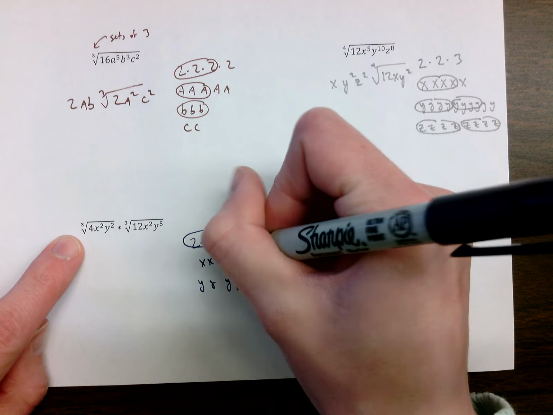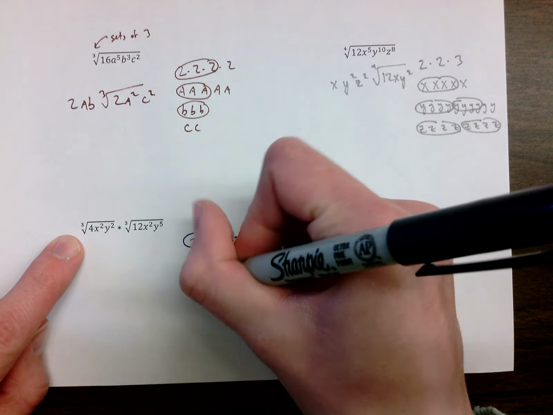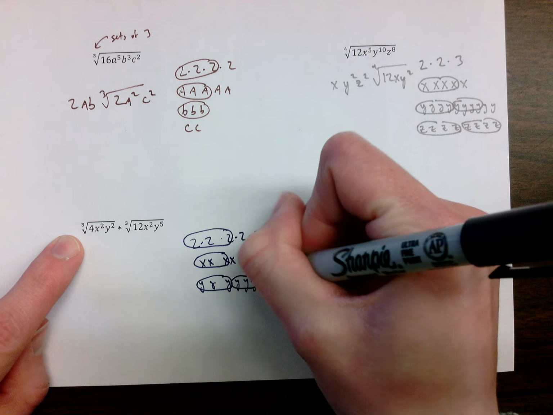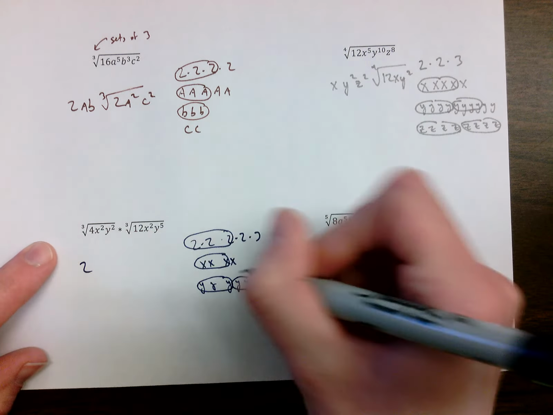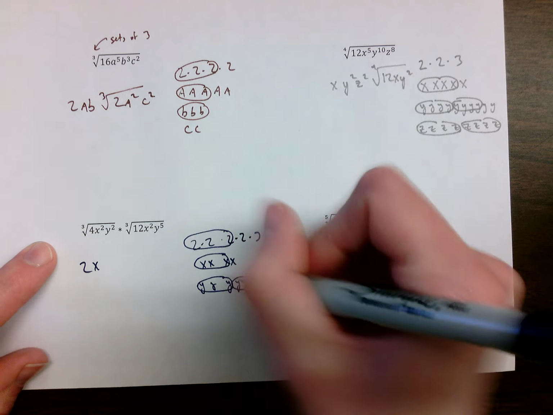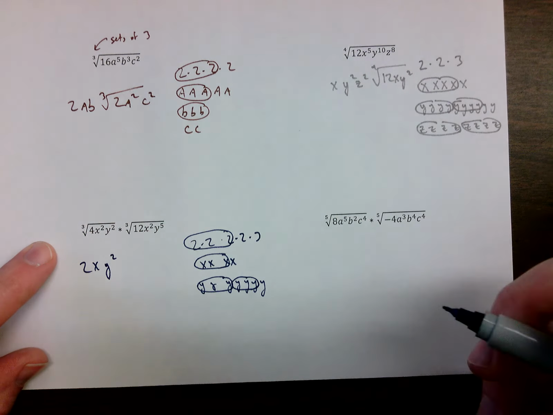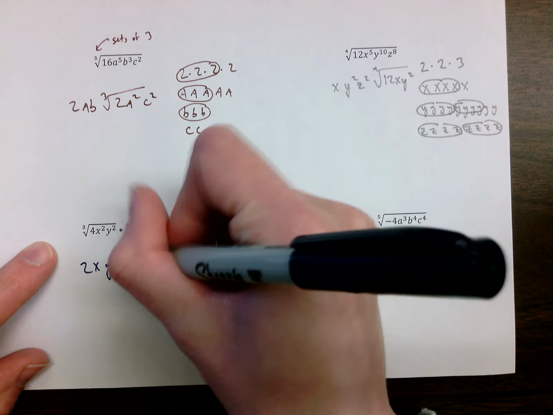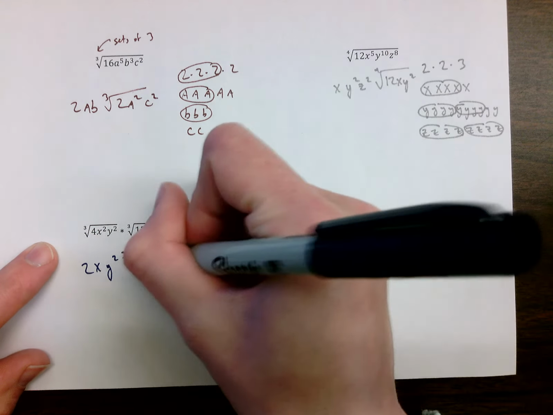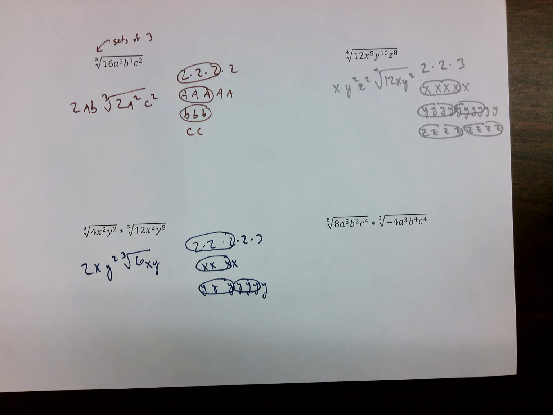So here's a set of 3. There's a set of 3, set of 3, set of 3. So on the outside, I'll have a 2, an X, and 2 Y's. And then on the inside left over, I'm going to have 2 times 3 is 6, and there's 1 X and 1 Y left over. And that's it.